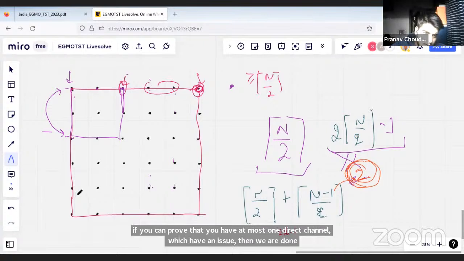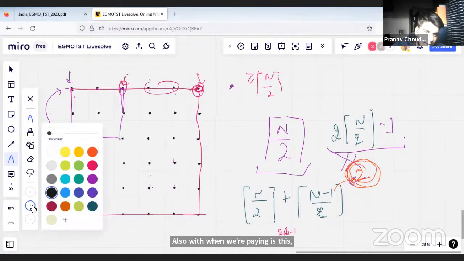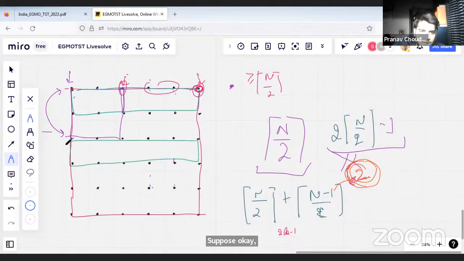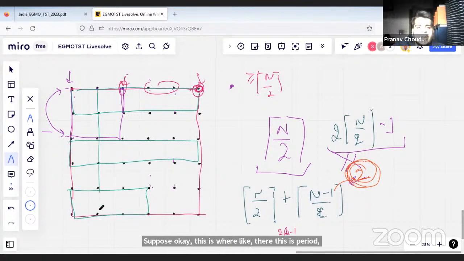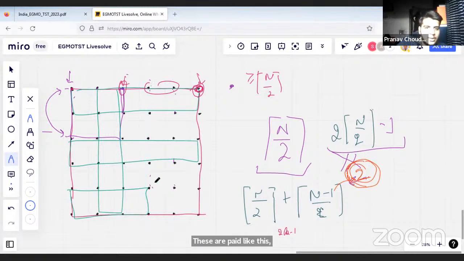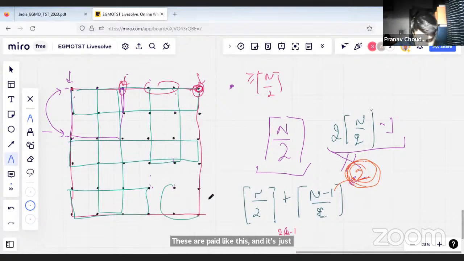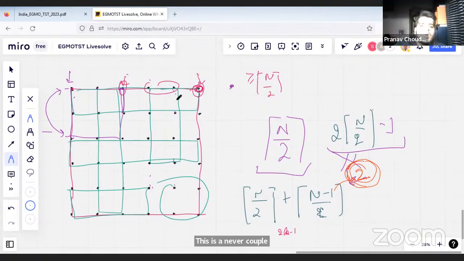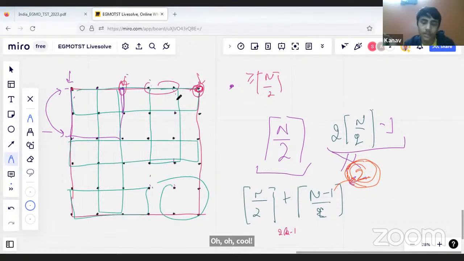Also wait. When we are pairing, is this not an issue? Like, let's say the pairing gives you something like this. Suppose this is paired like this. This is paired this way, and this is just paired like this. And now in columns pairing, these are paired like this, and instead of this, it just goes up till here. And these things are never covered. That is, I'm taking an optimal thing and then pairing, no? Like optimal thing pairs of stuff.